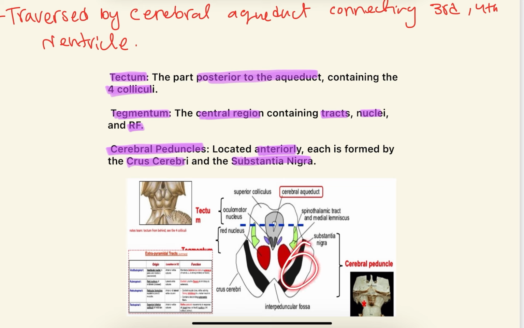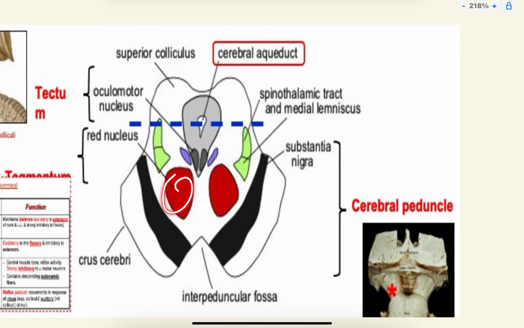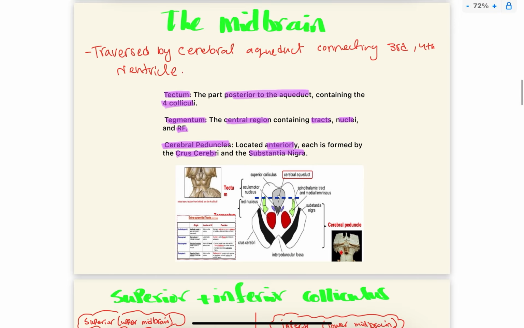The cerebral peduncle is the most anterior one. It has the crus cerebri and the substantia nigra. And here I have the interpeduncular fossa. Here I have the red nucleus. Okay, let's take a look at the midbrain. We have the red nucleus. I have the medial lemnisci and the spinothalamic tract. I have here the oculomotor, and in the back I have the colliculi, and the cerebral aqueduct is in the middle. And yeah, this is how the midbrain would look.